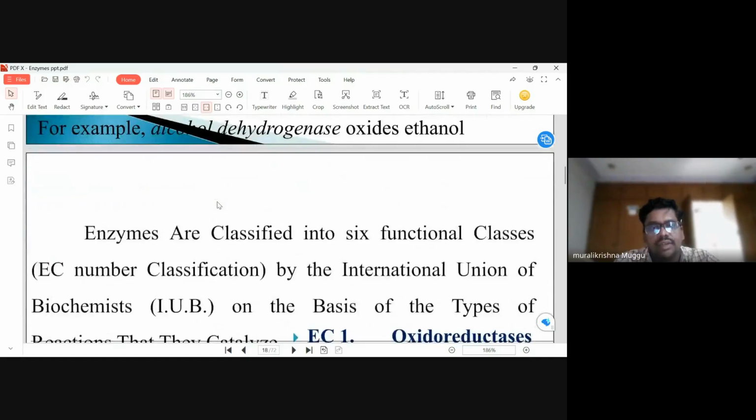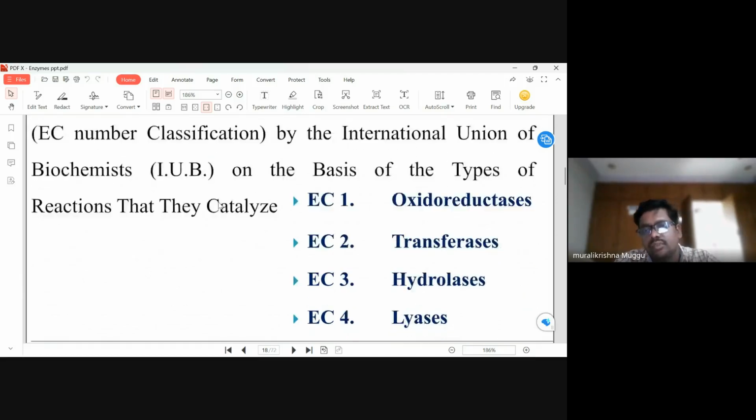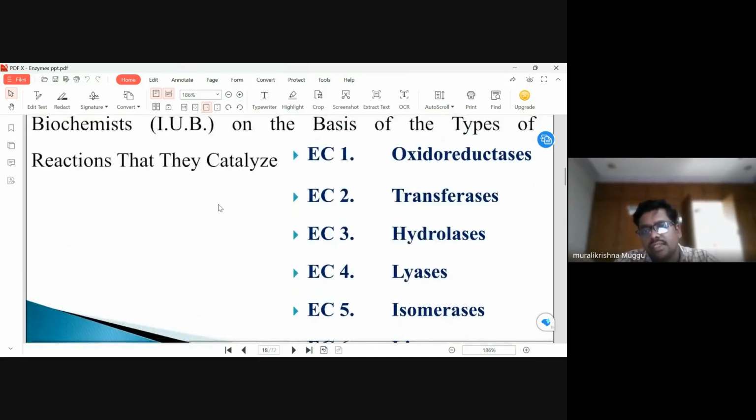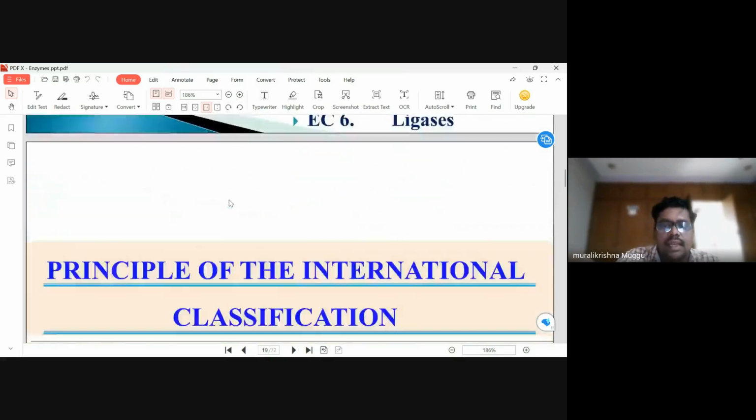Enzymes are classified into 6 functional classes by the International Union of Biochemistry. The IUB classified the enzymes into 6 classes: EC1, EC2, EC3, EC4, EC5, EC6. EC1 means oxidoreductases, EC2 transferases, EC3 hydrolases, EC4 lyases, EC5 isomerases, EC6 ligases.